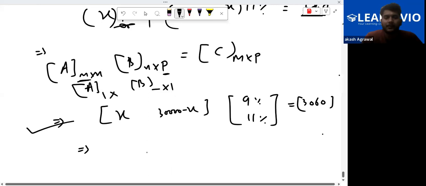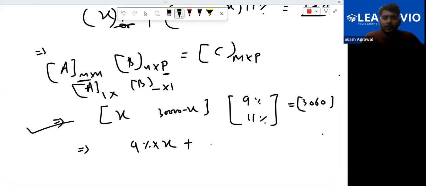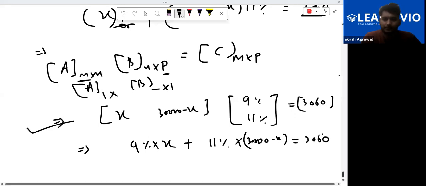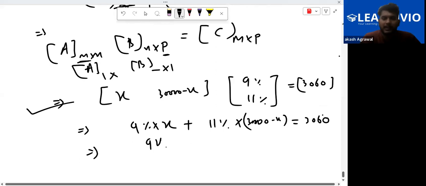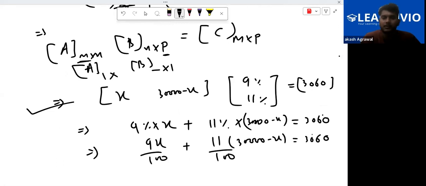Now you will multiply, so it will be 9% times x plus 11% times 30,000 minus x is equal to 3060. 9% means 9x by 100 plus 11% means 11 by 100 times 30,000 minus x is equal to 3060. Please simplify this and get me the answer. Is it clear what I said? Yes, sir. Okay, please solve this.